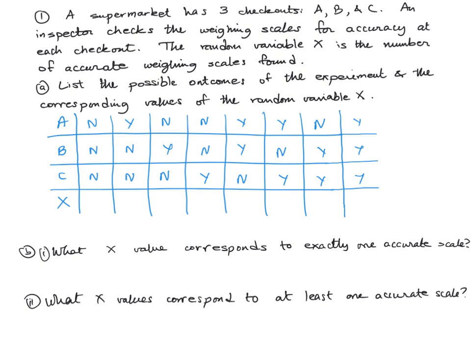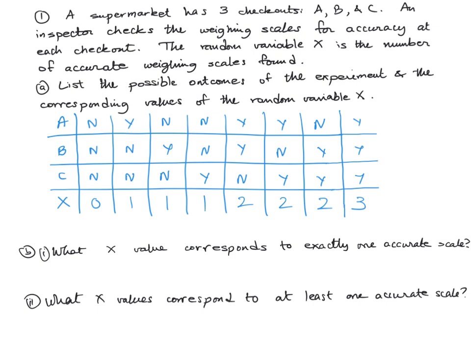And now the random variable, on the other hand, is how many of these were accurate each time. So in the first column, 0 were accurate. In the next ones, 1 was accurate, 1 was accurate, 1 was accurate. And then there were 2 accurate, 2 accurate, 2 accurate, and finally 3 accurate. So now the next part of the question says, what X value corresponds to exactly 1 accurate scale?